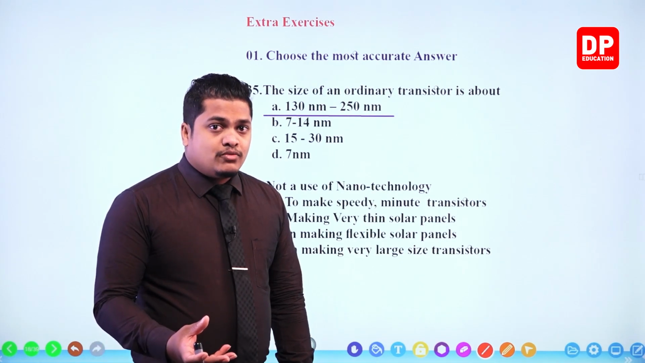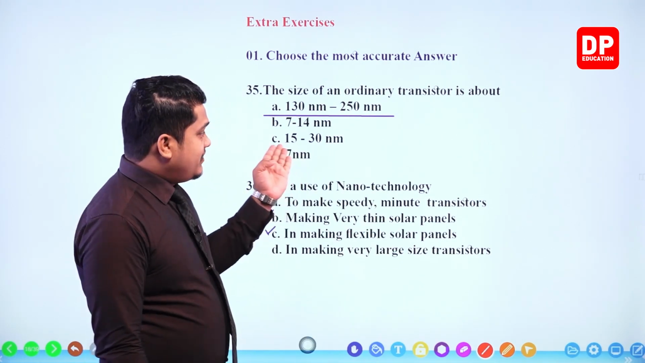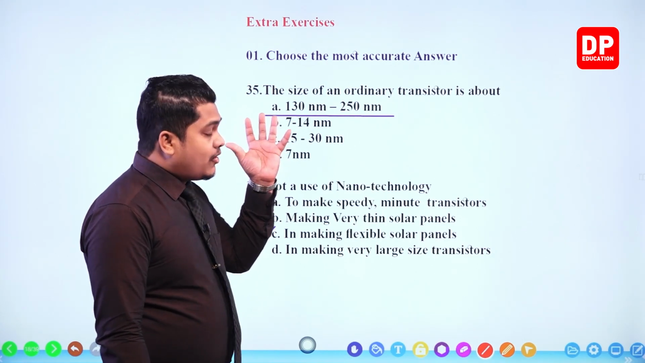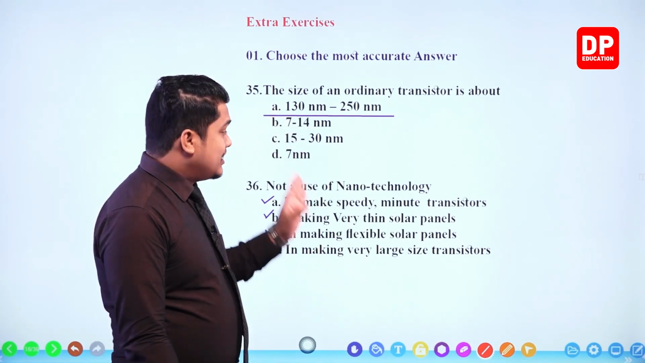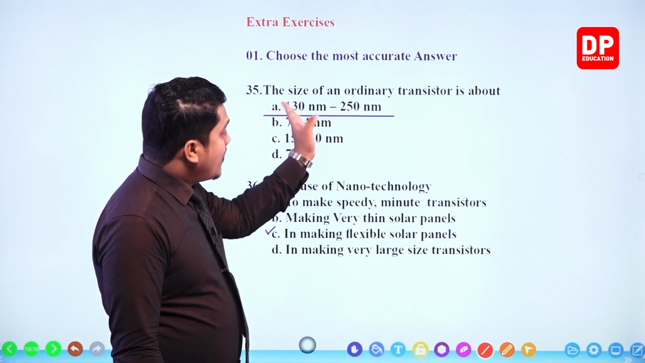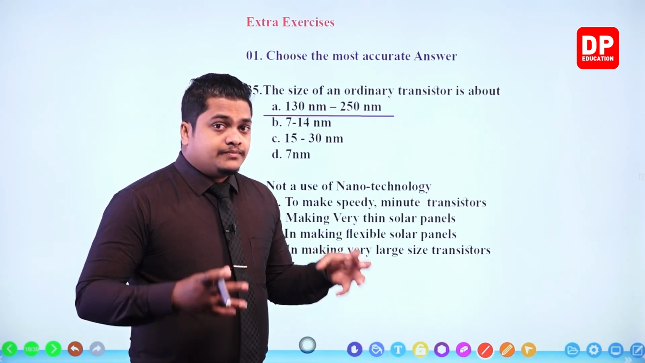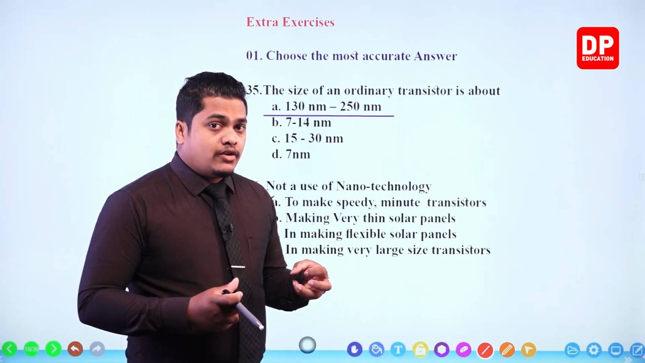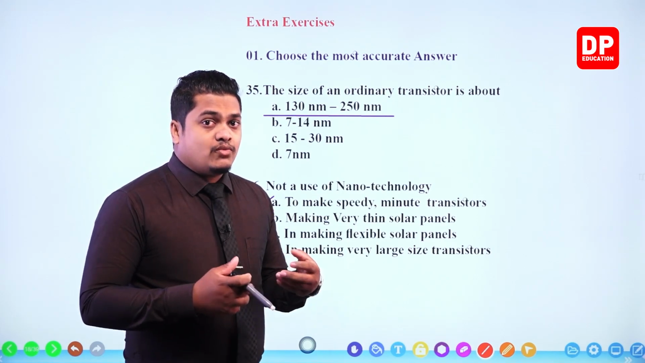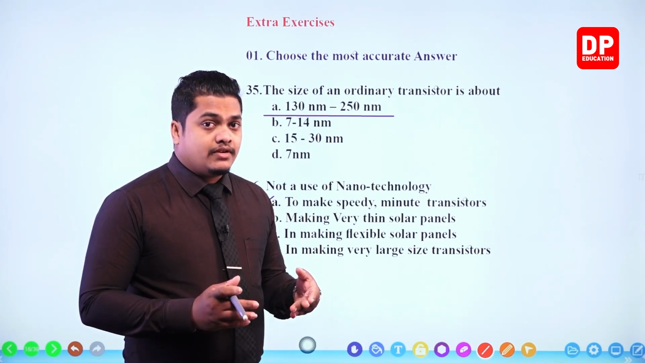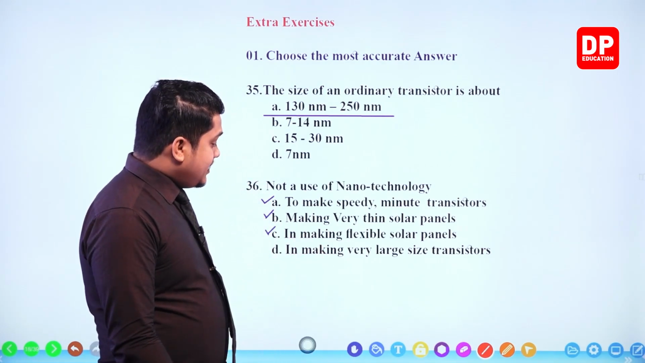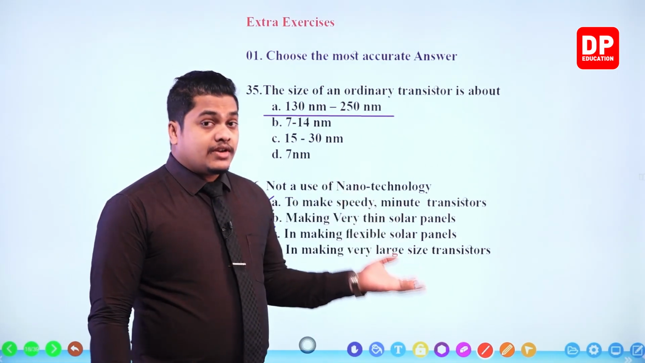Our aim should be to minimize the size, no? Now in the previous question we discussed that the size of the transistor has been reduced up to 7 nanometers, starting from 130 to 250. So we are developing a technology. Actually we are going to reduce the size of transistors to make our work easy, to make our electronic world quite easy. So in here they are saying that now making very large transistors.